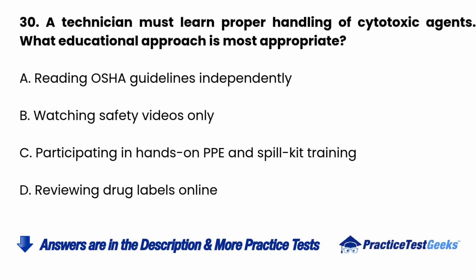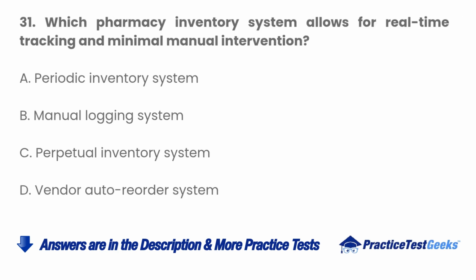30. A technician must learn proper handling of cytotoxic agents. What educational approach is most appropriate? A. Reading OSHA guidelines independently. B. Watching safety videos only. C. Participating in hands-on PPE and spill kit training. D. Reviewing drug labels online.